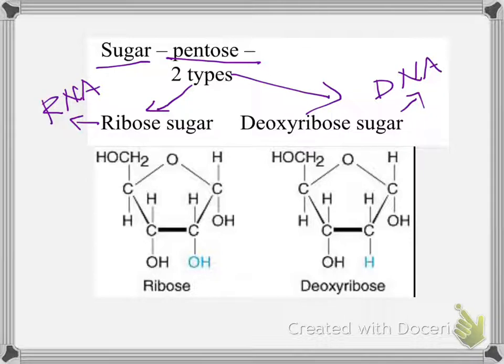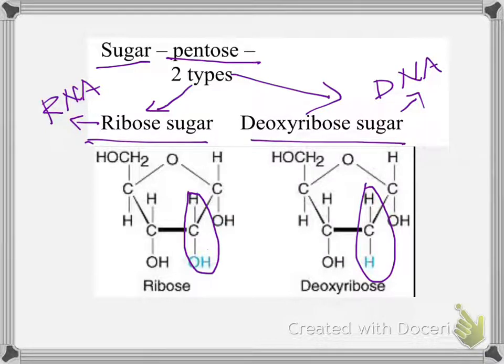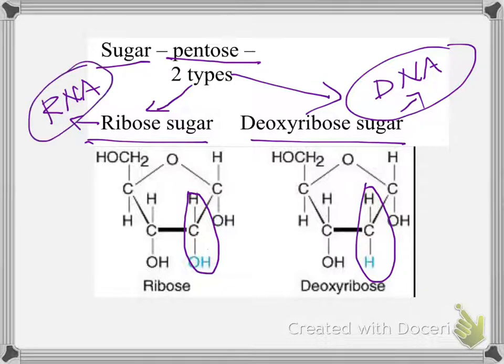And the only difference between these two is in the second carbon. Here H and OH, and here H and H. Deoxyribose. So sugar is pentose, and there are two types of pentose sugar in the nucleotide: ribose sugar and deoxyribose sugar. Deoxyribose sugar is present in the DNA and ribose sugar is present in the RNA. The only difference between these two is on the second carbon atom.